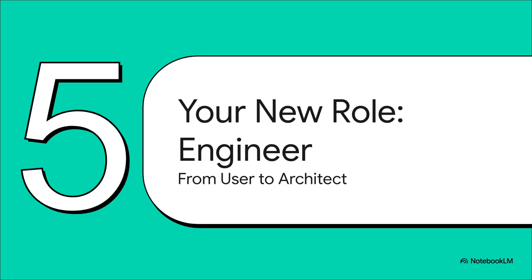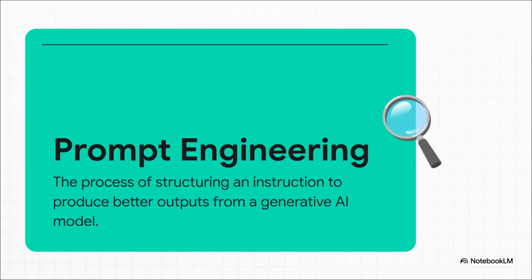All right, as we start to wrap this up, I want to reframe everything we've just talked about. By mastering these techniques, you're not just using a tool a little better. You are fundamentally changing your relationship with AI. You're actually stepping into a brand new role. And this is it. This is the skill you've been learning this whole time. It's called prompt engineering, and it's all about carefully designing instructions to guide an AI's behavior. It's less about just talking to an AI and more about designing an input to get a predictable, high-quality output.